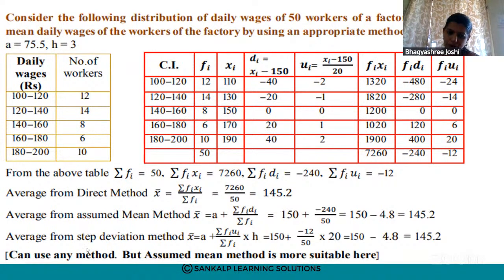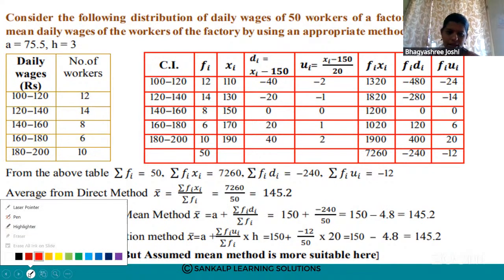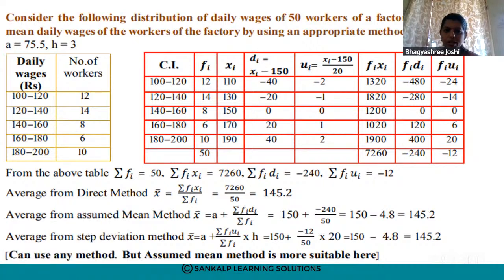If it is asked for 4 marks or 3 marks, you can use any of the three methods, or the step deviation method, right? For the step deviation method, we need to calculate all di, ui, fi, xi. Daily wages means the class intervals they have given: 100 to 120, with number of workers 12, then 120 to 140, 140 to 160, 160 to 180, 180 to 200. This is the class interval. Number of workers means it is the frequency F, we can call it fi: 12, 14, 8, 6, and 10.